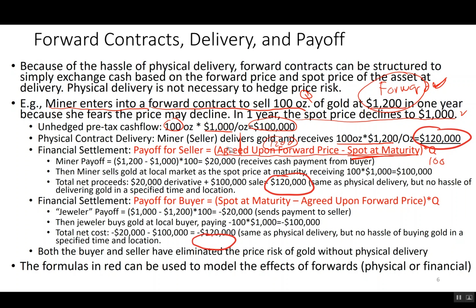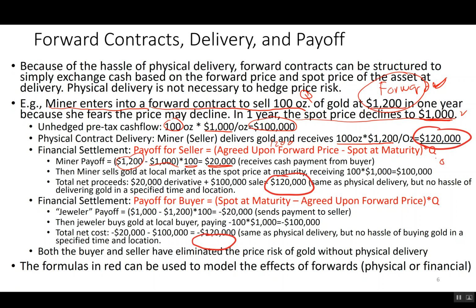So what if the miner signs up for this contract, and gold is selling for $1,000 next year? Well, let's see what happens. The miner has this forward contract that specifies a payment of the forward price minus whatever gold is selling for next year, in this case $1,000, times whatever quantity you negotiate. So in this case, the miner is going to just receive a check for $20,000. But the contract doesn't specify delivery.